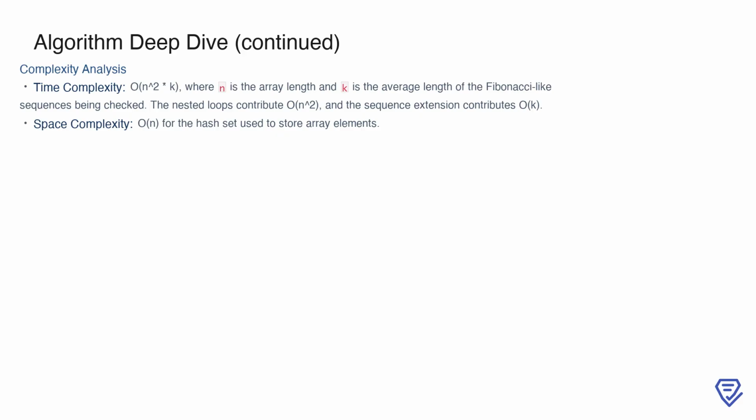For space complexity, the algorithm requires O(n) space for the hash set used to store the array elements. This space allows us to perform quick lookups, which are critical for the efficiency of the solution. Overall, the algorithm balances time and space efficiency effectively, making it a practical approach for solving this problem.